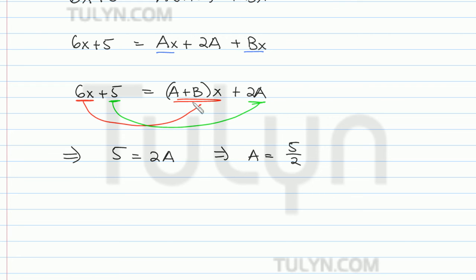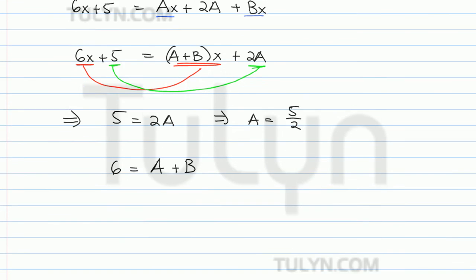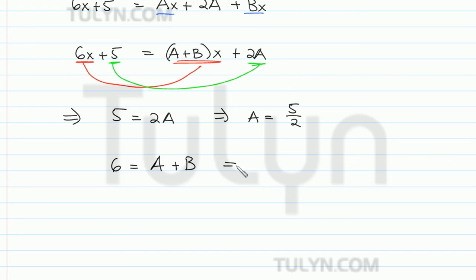Now let's take the other equation, the one that has the B. 6x has to be equal to (A + B)x, right? So 6 has to be equal to A + B. But we've already figured out what A is, so 6 = 5/2 + B. Now let's subtract 5/2 from each side of the equation. We have 6 - 5/2 = B.